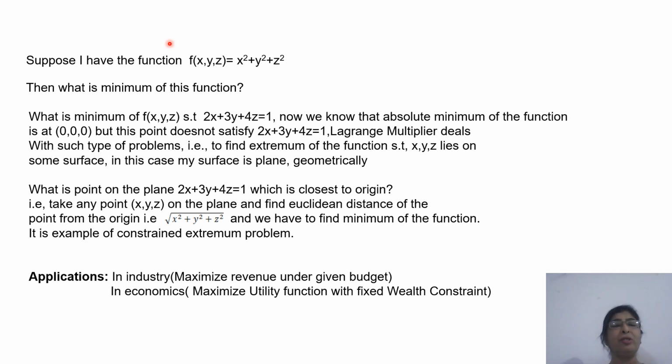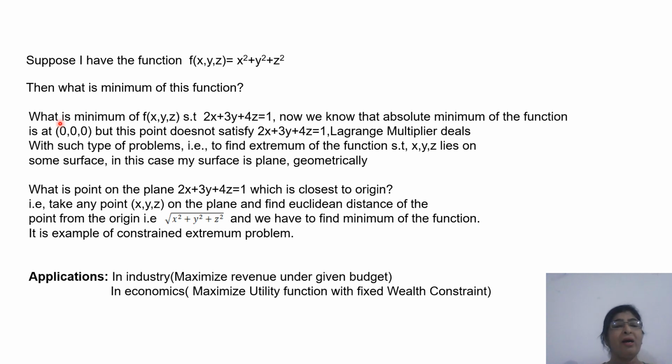Now sometimes we have to extremize the function under some condition. In those types of problems, we use the concept of Lagrange multipliers. I will explain with the help of an example. Suppose I have the function f(x, y, z) equal to x squared plus y squared plus z squared. Then what is the minimum of this function? Obviously the minimum will be at (0, 0, 0), because x squared plus y squared plus z squared is always a positive quantity.